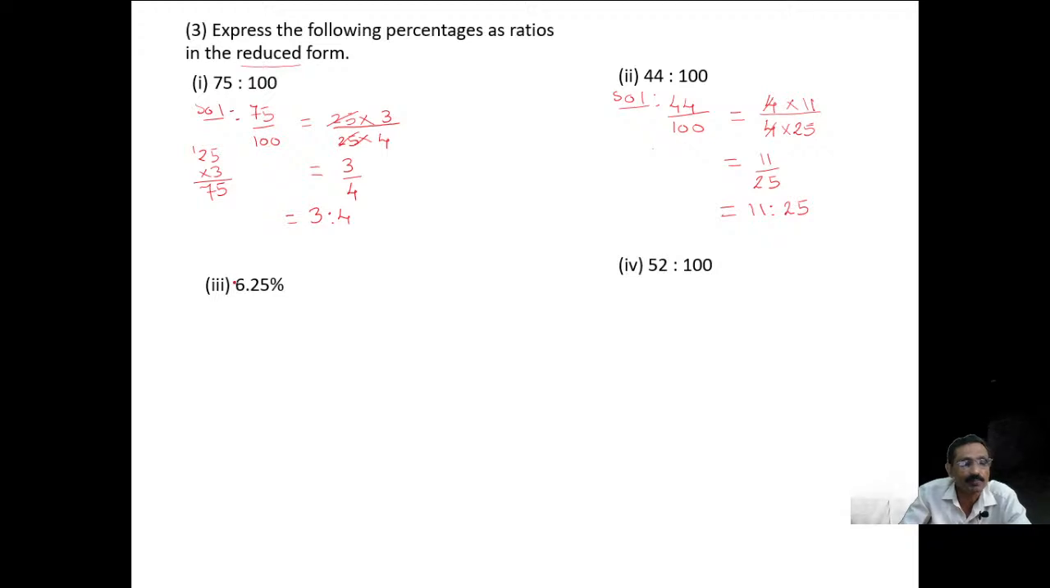Third one, 6.25%. Looking at this, it is a decimal fraction. Need not worry about it, even if it is given in points and decimals. So, first we have to express this as a percentage. Okay, we will express it as a percentage.